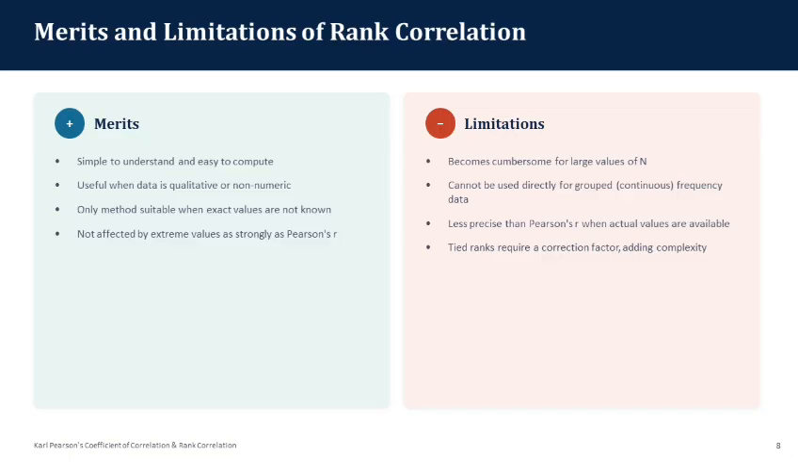Limitations of rank correlation: it becomes cumbersome for large values of n. It cannot be used directly for grouped frequency data. It is less precise than Pearson's r when actual values are available. Tied ranks require a correction factor, adding complexity.